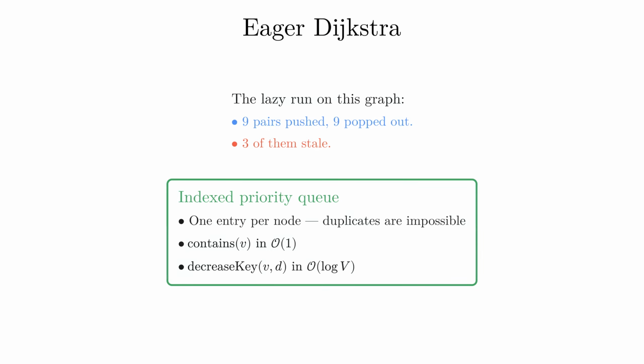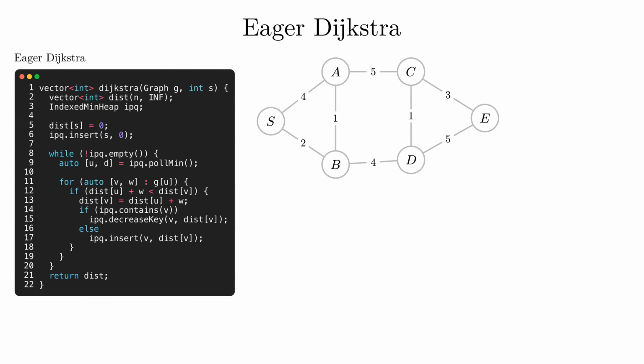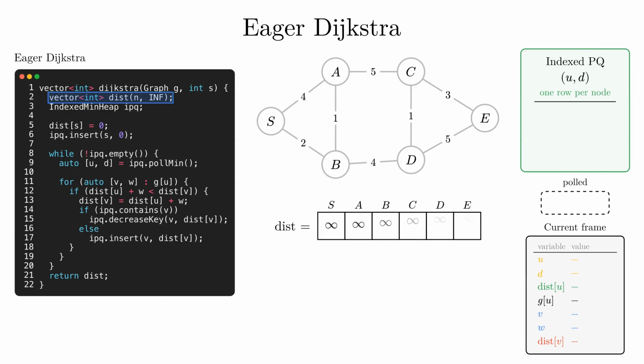Same graph, same distance array. Only the queue on the right has changed. Notice the pairs are written node first, then distance, because this queue is indexed by the node. We start exactly as before. S gets distance 0 and goes into the queue. We poll the minimum, S, at distance 0.